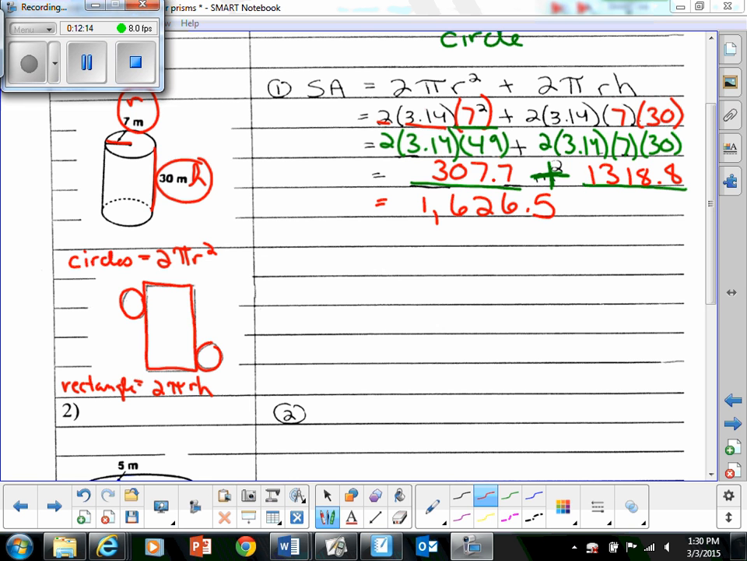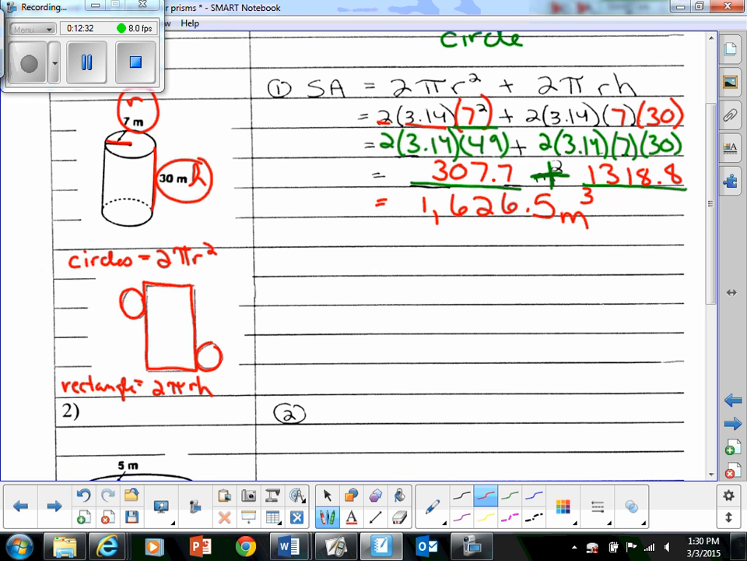So my final answer for the surface area of this cylinder is 1,626.5, and I cannot forget to add my units. That's very important, and the units in this case are meters cubed, right?